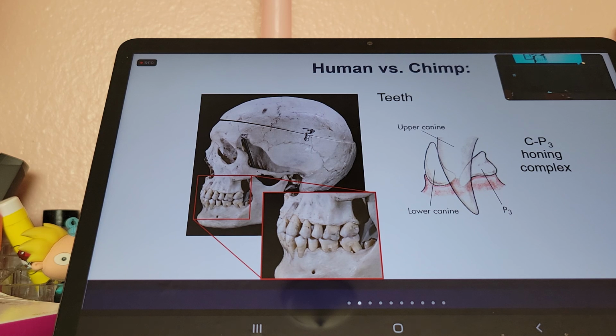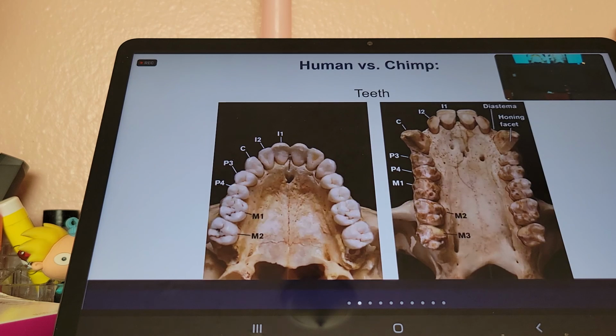So we believe, and this has been borne out in the fossil record, that this transition in dentition is an associated trait of bipedalism. Associated trait of bipedalism. When we find fossils with other evidence of bipedalism, those morphological traits that are necessary for bipedalism, we also tend to see a reduction or an absence of the CP3 honing complex.